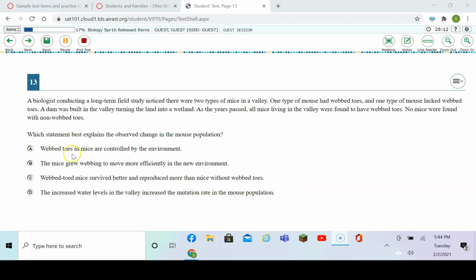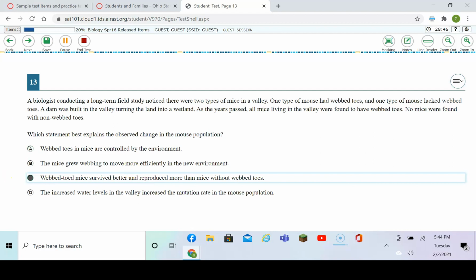Well, the webbed toes just didn't appear all of a sudden. The mice grew webbing to move more efficiently. You guys all know, so survive and reproduce. Webbed toe mice survived better and reproduced more than the mice without webbed toes. Remember, genetic variation. There's probably mice born with webbed toes and without webbed toes, and the ones with the webbed toes were able to survive and reproduce.